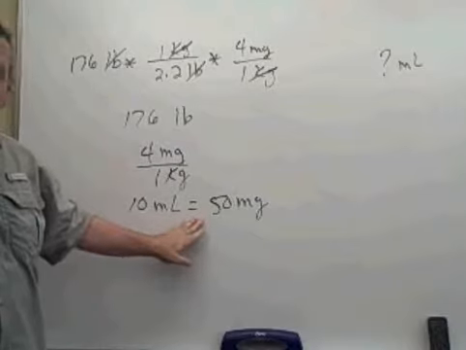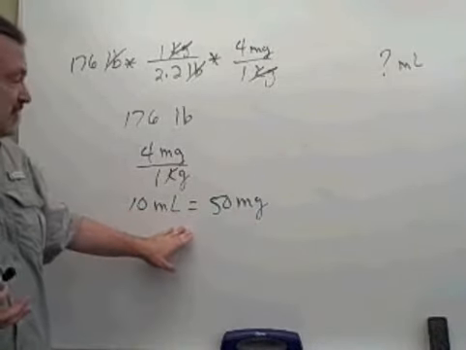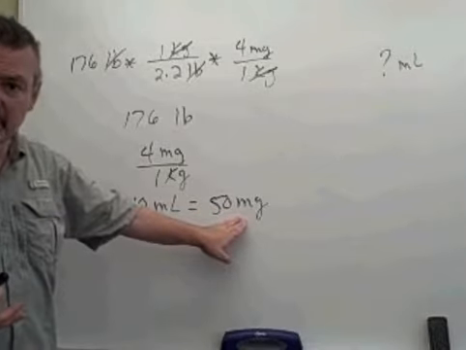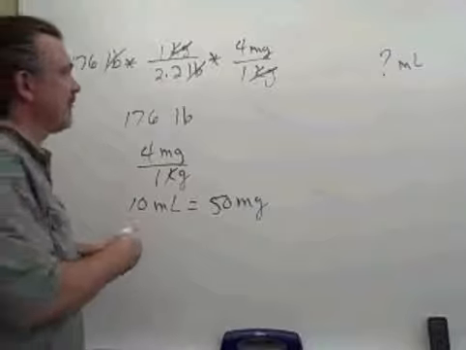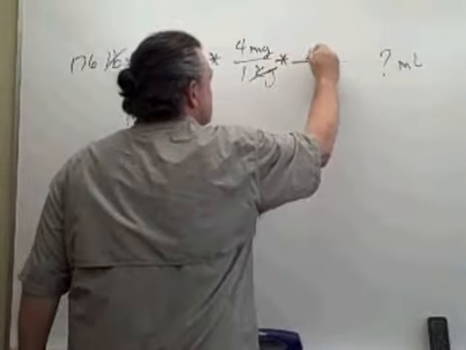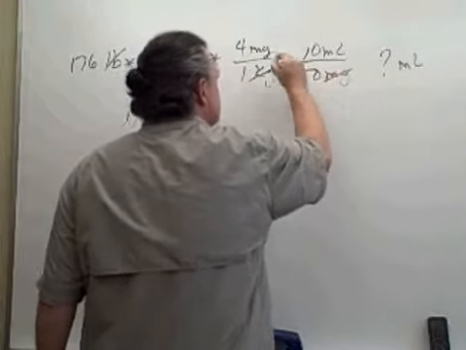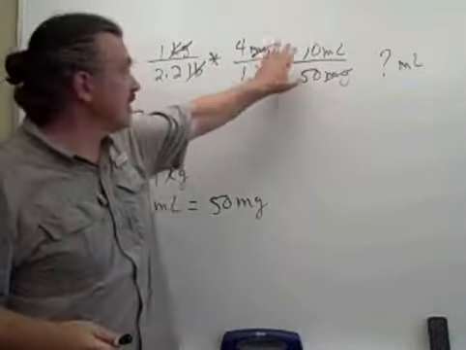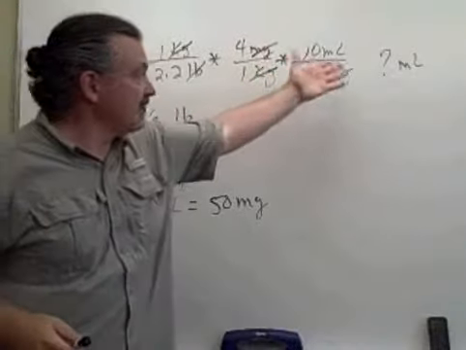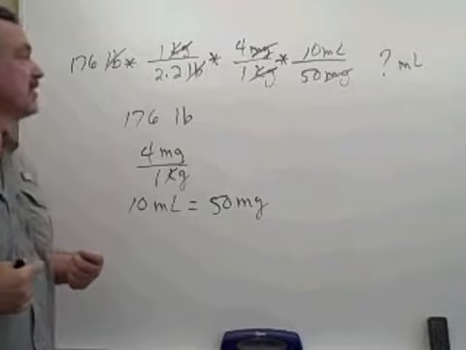But I want to know how many milliliters of the liquid to give them. So now I bring in this equivalence that says there are 50 milligrams of the pure drug in every 10 milliliters of liquid. So my milligrams of pure drug cancel, and I have left the units of measure that I want, milliliters of liquid for the patient to receive.